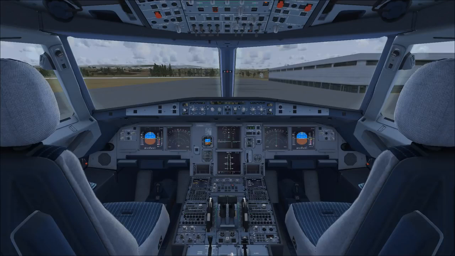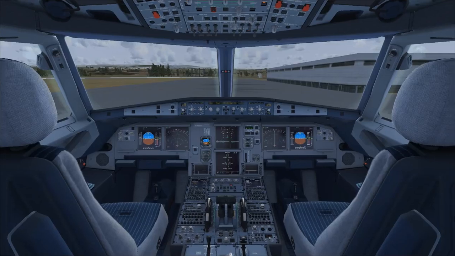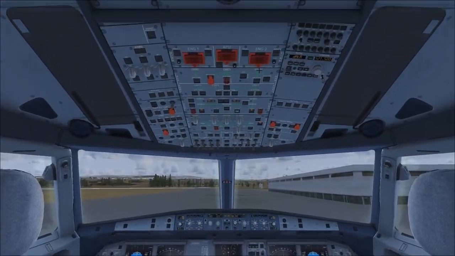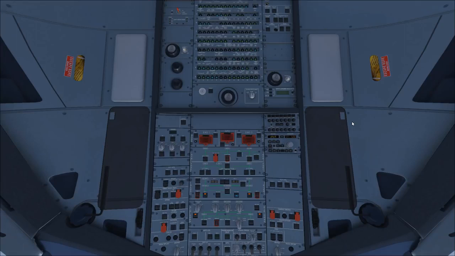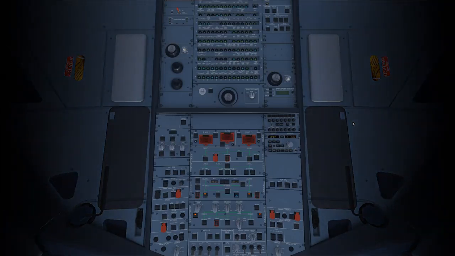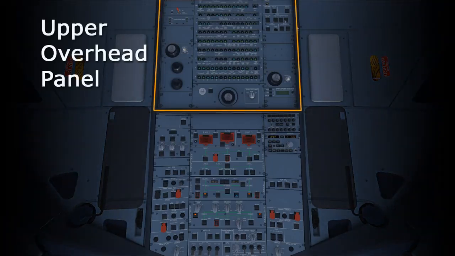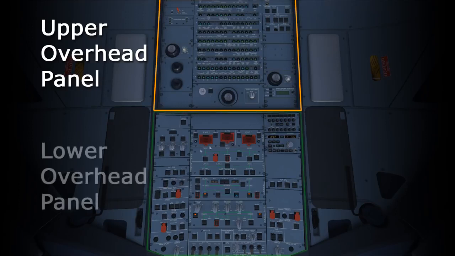So I figured the best way for me to show you the cockpit would be to start at the top and work my way down. So we're going to start by taking a look at the overhead panel first. The overhead panel is split into two main halves. You've got the upper overhead panel at the top and then the lower overhead panel at the bottom.